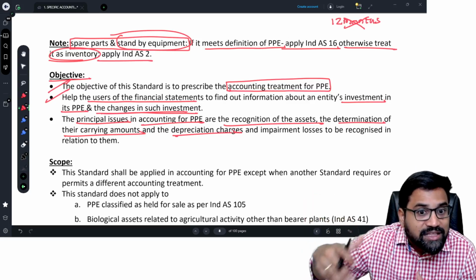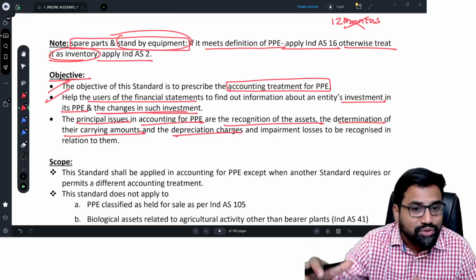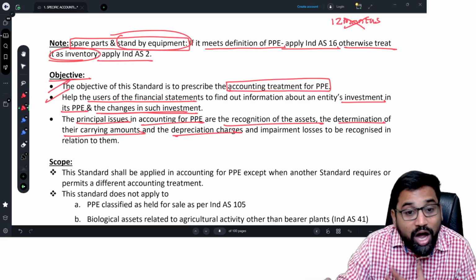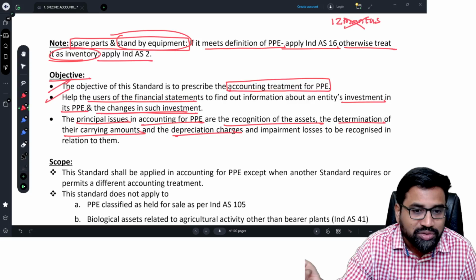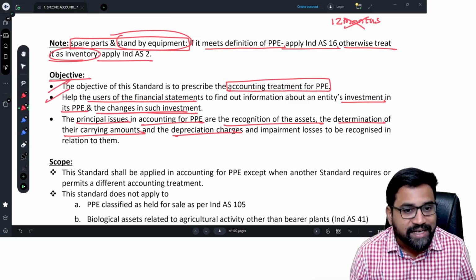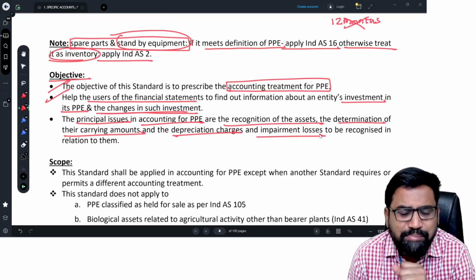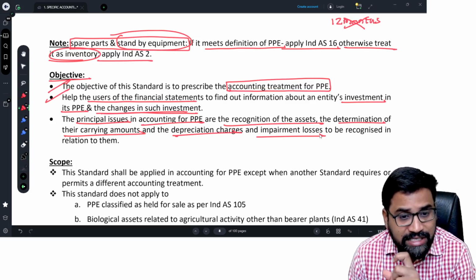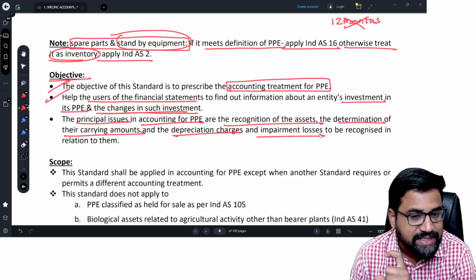Depreciation is nothing but the estimated loss of the asset. That loss we need to calculate. How we need to calculate, what methodology we have to use, what is the depreciable amount, is addressed by this standard. And also impairment losses. See, what is impairment losses? Actually, we have a separate standard for impairment losses. A separate IND AS is there.